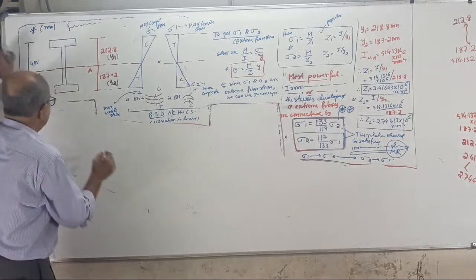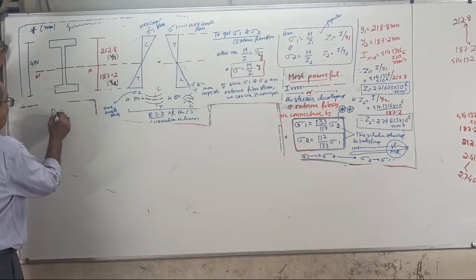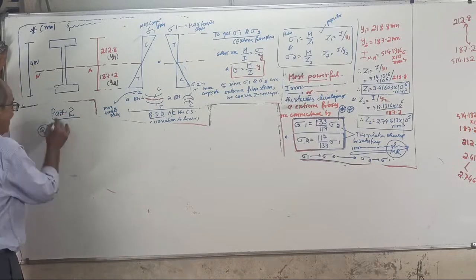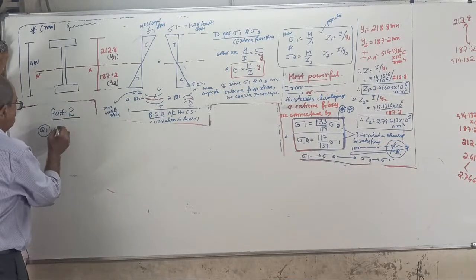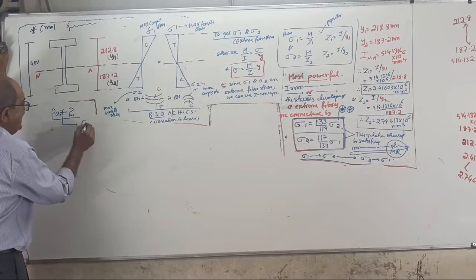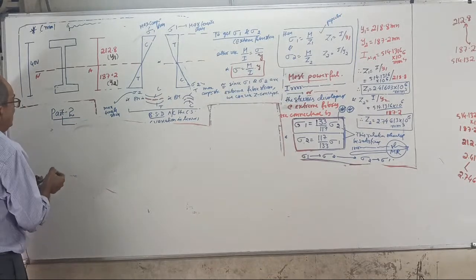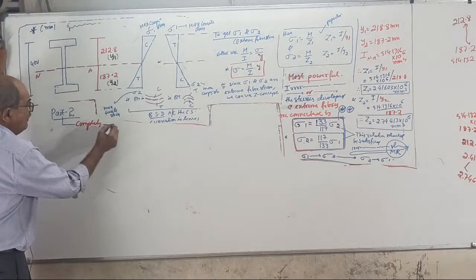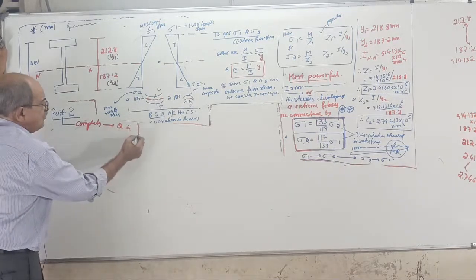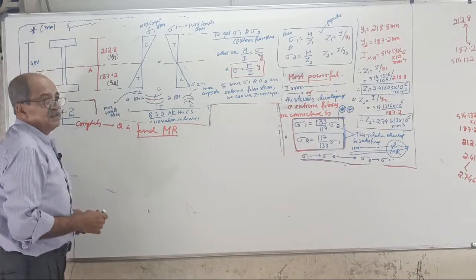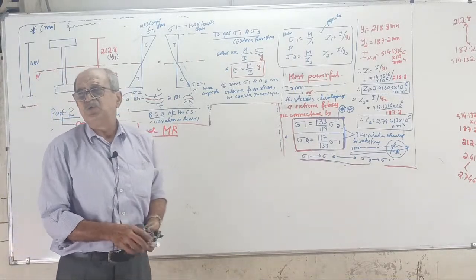Okay, start. Now part 2, question 1. Part 2 is connected to MR. Part 2 full question is everywhere: find MR. Find MR. Remember now, clear? Your part 2 is full now.